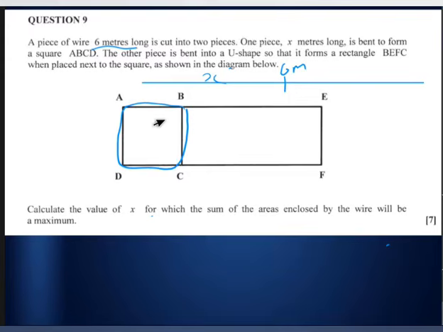So when they tell you it's a square, there's many things you can do with it. There's rather many things you can do when it comes to properties of shapes, right? So notice they tell us that this is a square. So immediately we know that all sides are equal. So immediately you should be aware that each side is just going to be x over 4, all right?